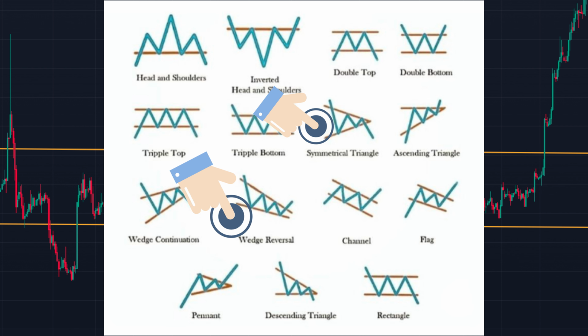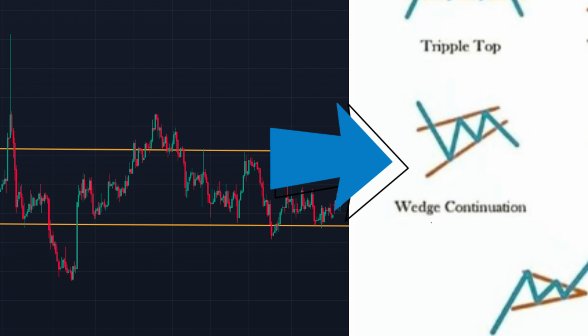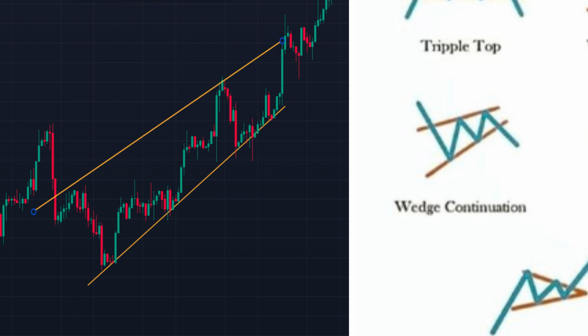However, a common mistake traders make is expecting the market to replicate these patterns precisely as they appear in textbooks. For example, when looking for a wedge pattern, they try to find candles that match the drawing exactly. If you do this, you'll likely never spot a single pattern because, in reality, prices don't move in perfect formations.